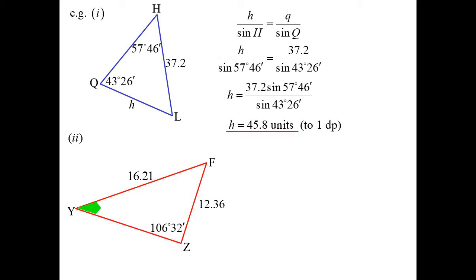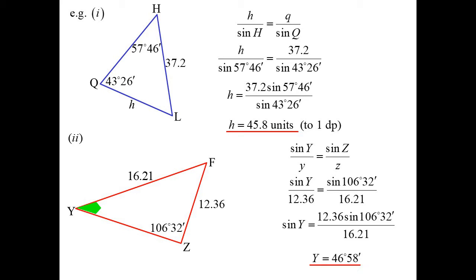It could be an angle that we have to find. It's all right, we'll do this one. In this case, it's angle y, so we'll have sine y over y equals sine z over z. So I've turned the sine rule upside down, if you like, because whatever I want to find, I put in the top of the fraction. Subbing in, multiply out, and we get 46 degrees, 58 minutes. And I know that will be correct.